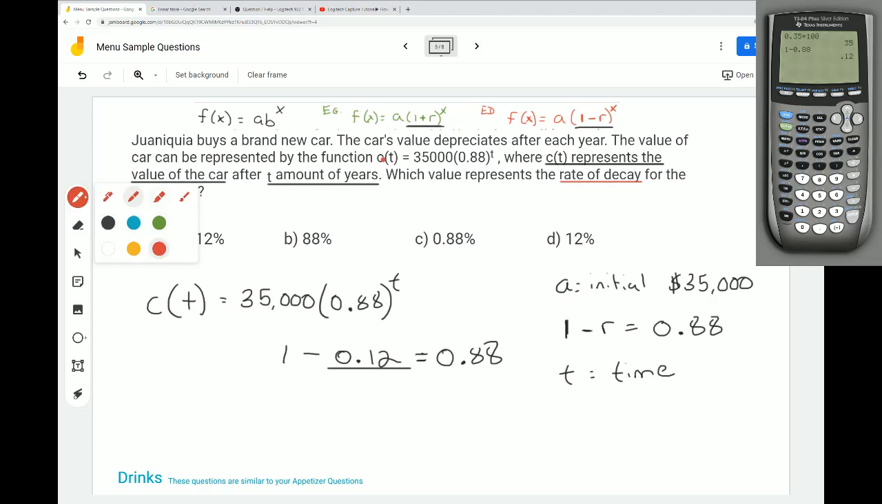Now we want to figure out what is the rate of decay. If you notice, all of our answers are in percentage. So if our rate is 0.12, in order to turn it back into a percent, what do we have to do? We multiply the value by 100. And that gives you 12%. So the rate of decay is 12%.